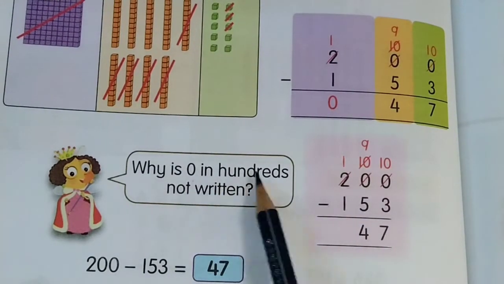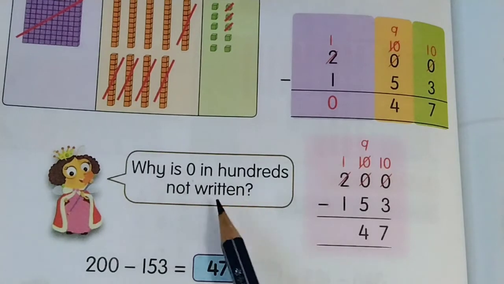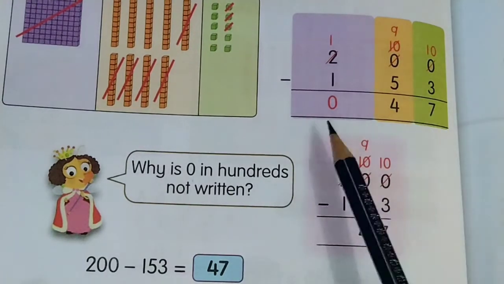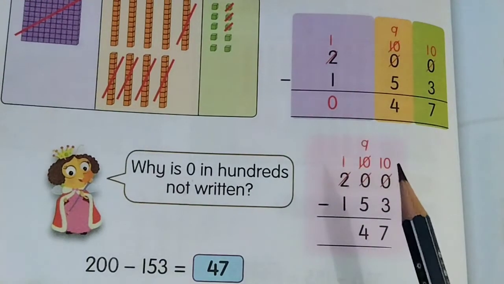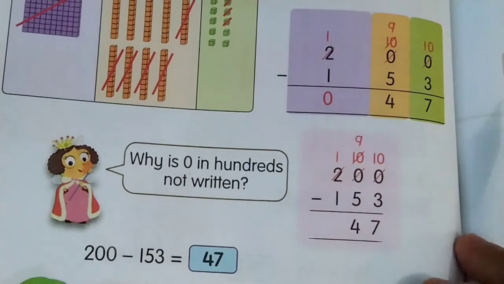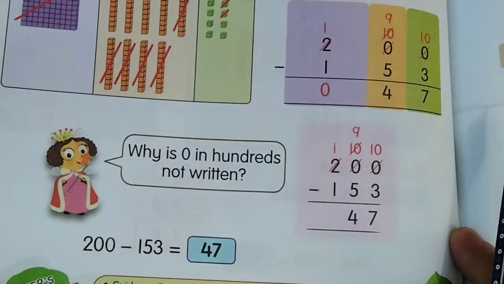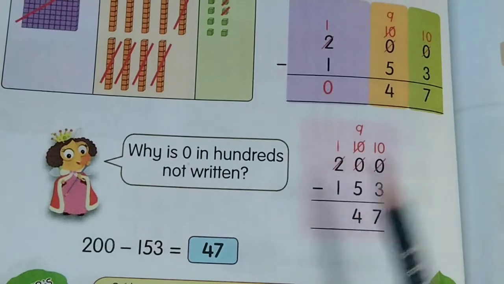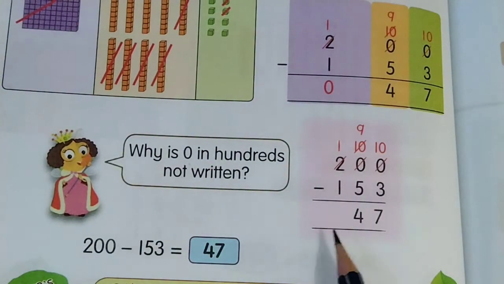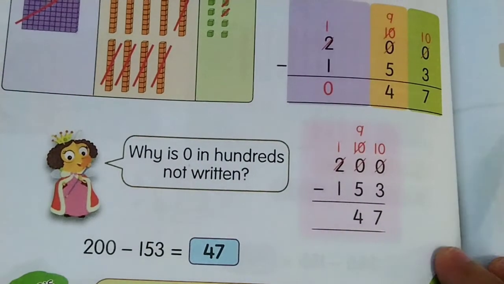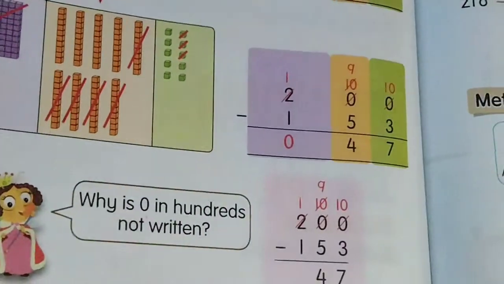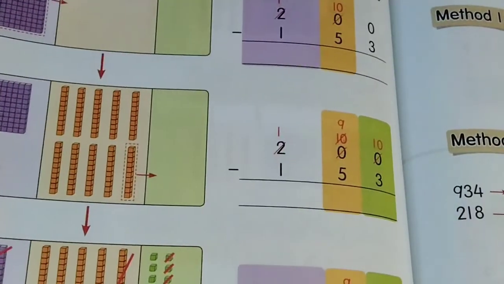Why is the 0 in the 100 place not written? Why didn't you write 0 in the place value 100? Can you guess that? Because it doesn't mean anything if you write it there. So you just don't have to write it, okay?